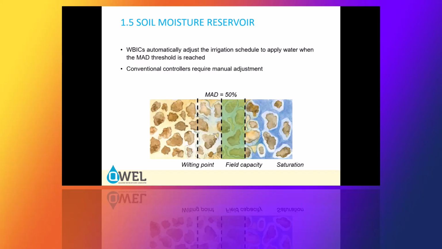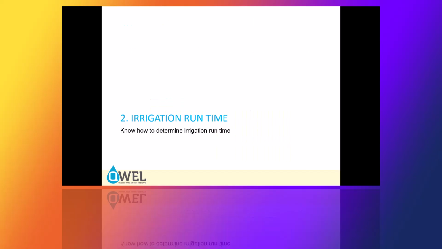When programmed and installed correctly, WBICs are able to automatically adjust the irrigation schedule to water only when the soil moisture reaches the MAD threshold. However, conventional controllers require manual adjustment to deliver sufficient water to the landscape and replace the water lost to evapotranspiration. Irrigation runtime: how do we know how to determine it?